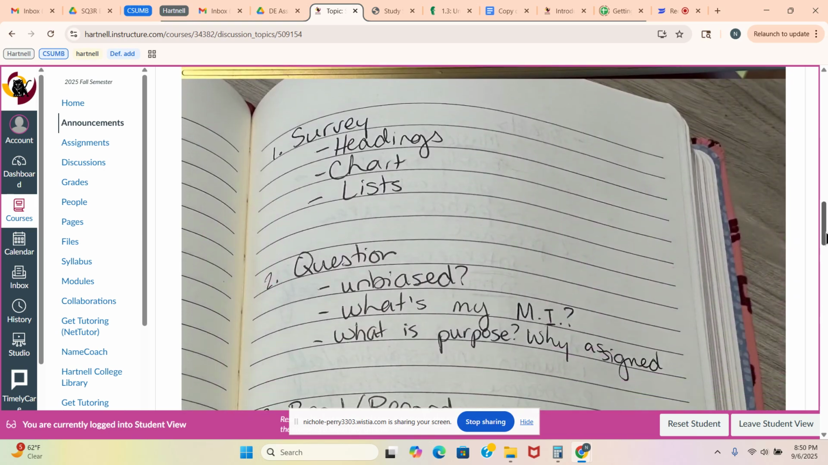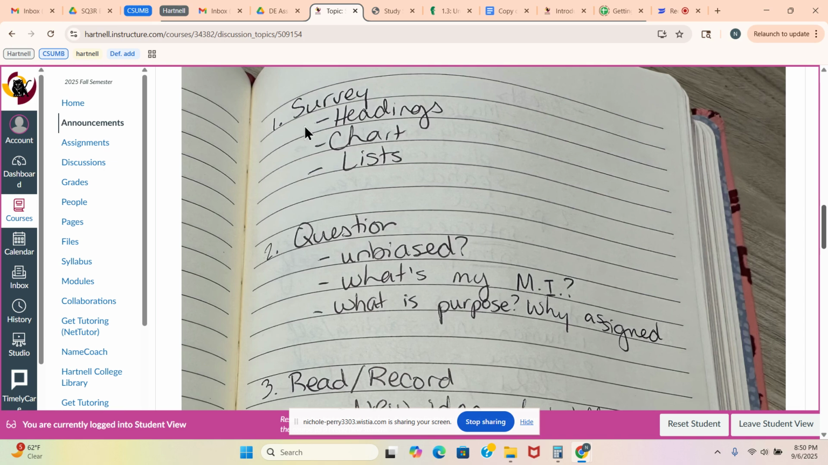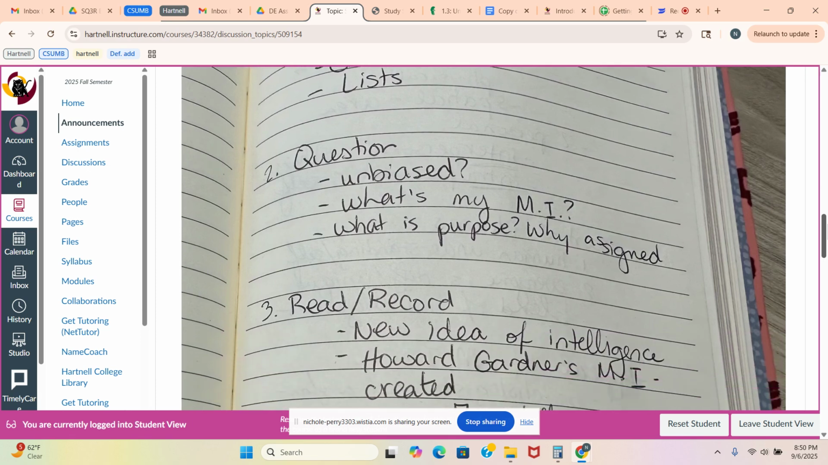The other option, you do not need to do both, is take notes. If you take notes, I would recommend that you number the different aspects. So, survey, what are some things you noticed? I noticed headings, a chart, lists. Questioning, what are some questions that I can ask of the text and of the purpose? Is it unbiased? What's my multiple intelligence? What is the purpose? Why is this assigned?